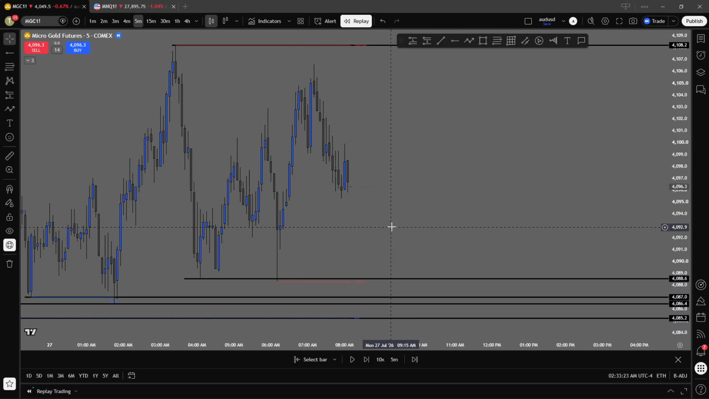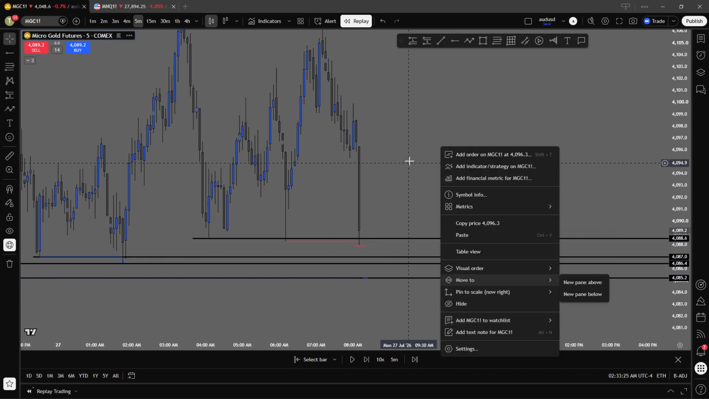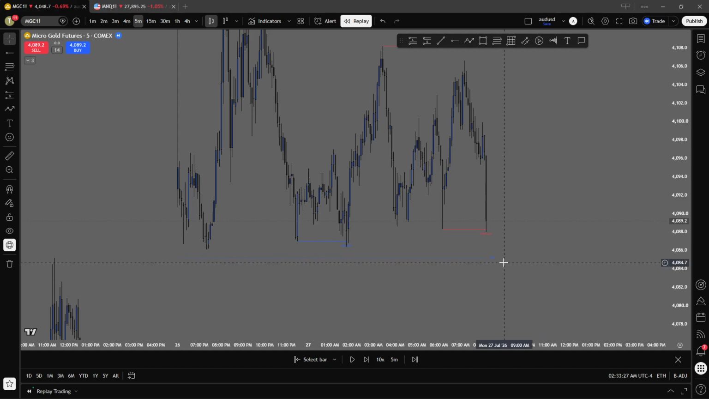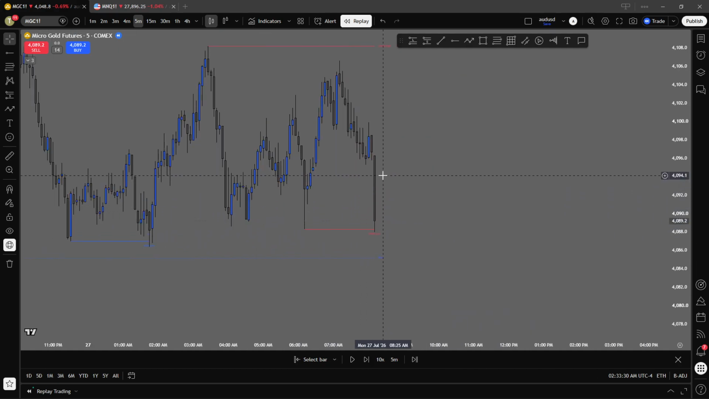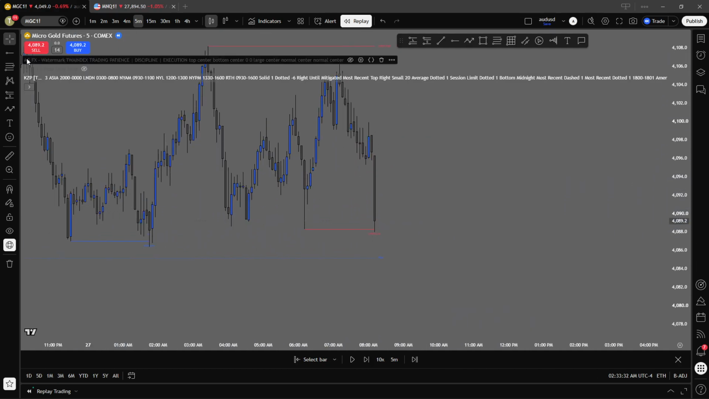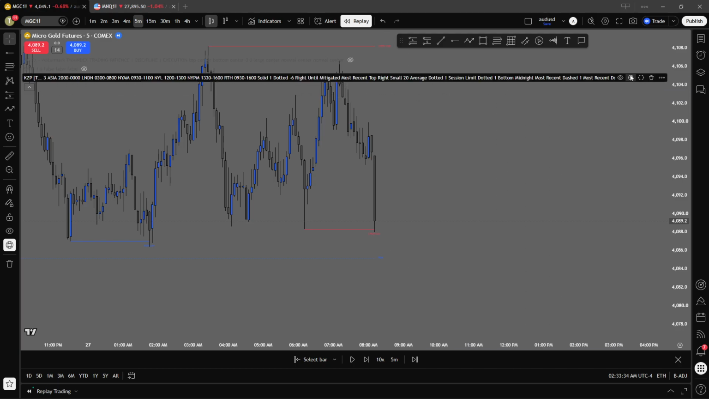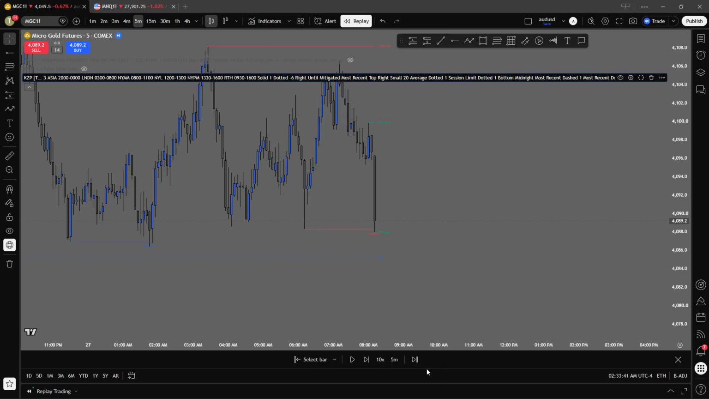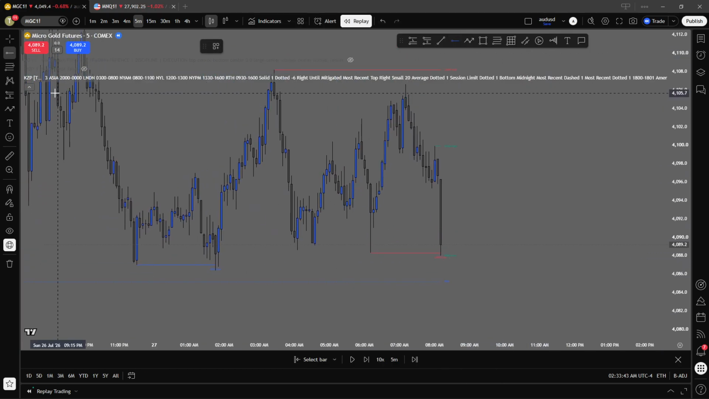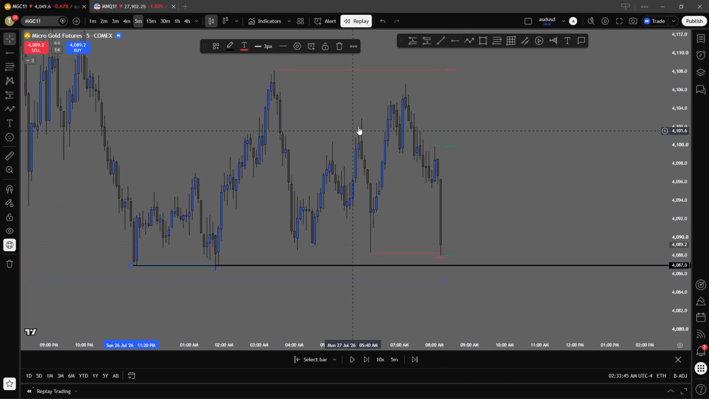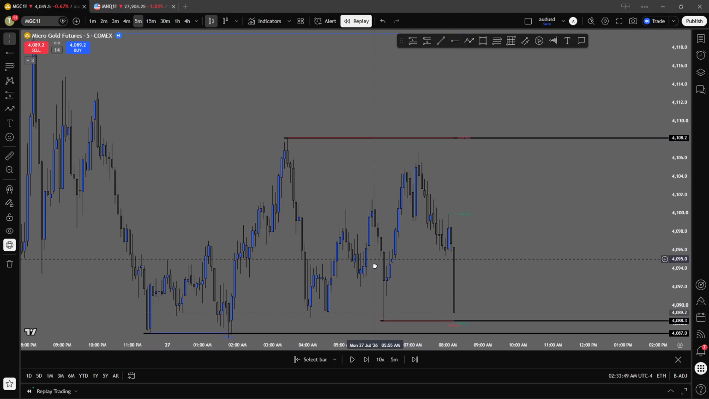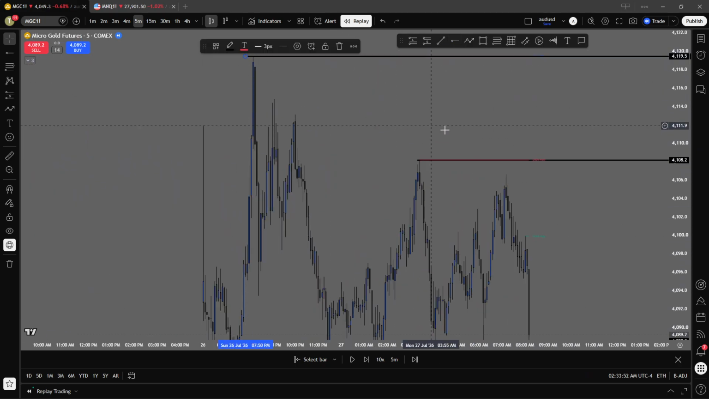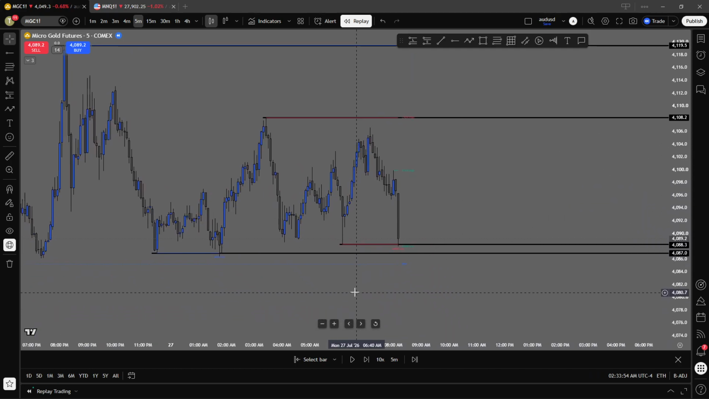So now around 8 a.m., let's remove everything so you guys can see it clearly. It is 8:10 a.m. We should be starting our new session. Let me make sure the settings are right for that. Yeah, 8 a.m. Cool. You have Asia low, London high, London low, and Asia high. These are your session levels.